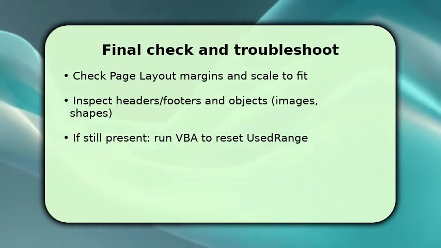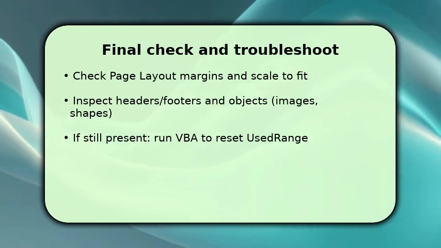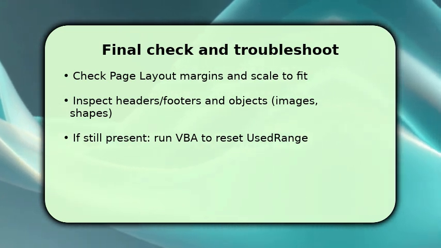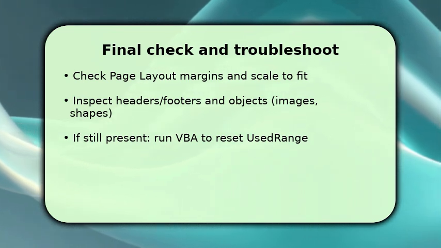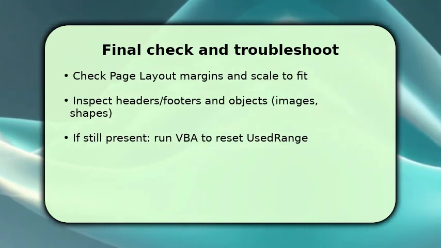If issues persist, a simple VBA snippet, ActiveSheet.UsedRange, can force a reset. Run it after backing up. This final step resolves stubborn cases programmatically.